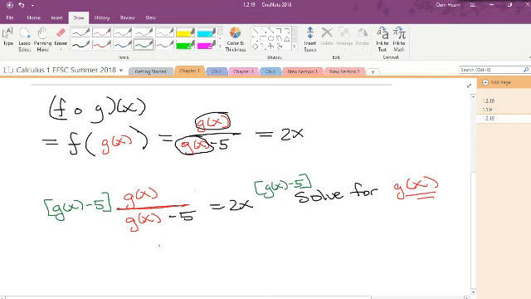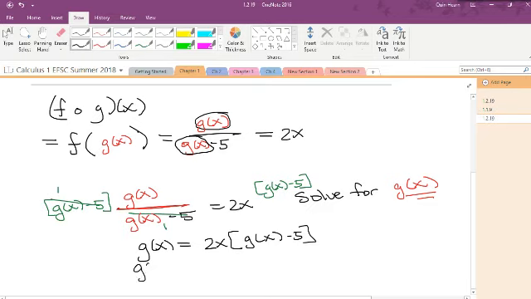And when you do that, this is going to cancel out and leave a 1. And we're just going to have g of x equals 2x times g of x minus 5. Okay, now I'm going to distribute through the parentheses. So I have g of x equals 2x times g of x minus 2x times 5 is 10x.